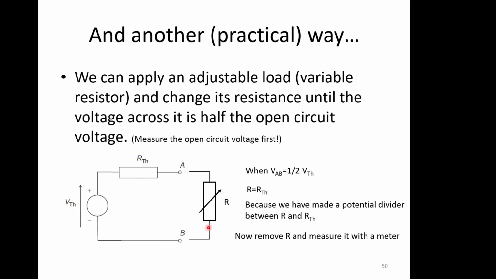Now you can take away R, unplug it, and measure it, because remember, you've got control over anything to the right of this AB terminal. You haven't got visibility of anything to the left. So that's the practical way of working out what the impedance is.